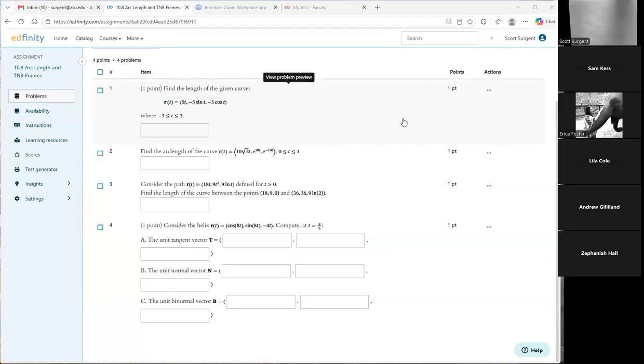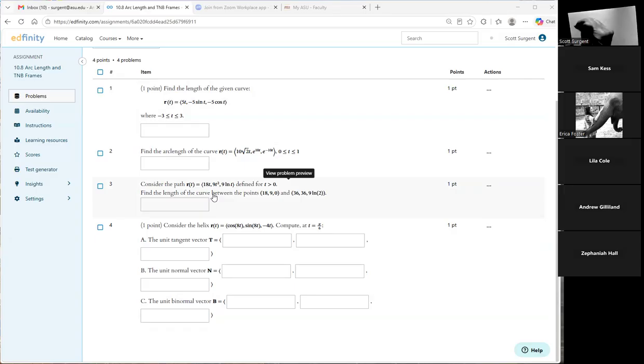10.8, number 4. In fact, while I've got this screen up, I want to discuss with you about the arc length stuff because this is an important thing. So I'll discuss number 4 primarily first, but then I'll go back and actually address some of these earlier questions. I'm going to give you guys a shortcut.